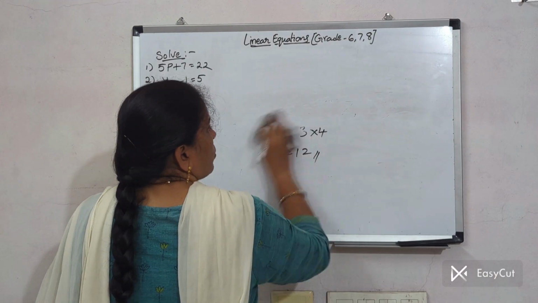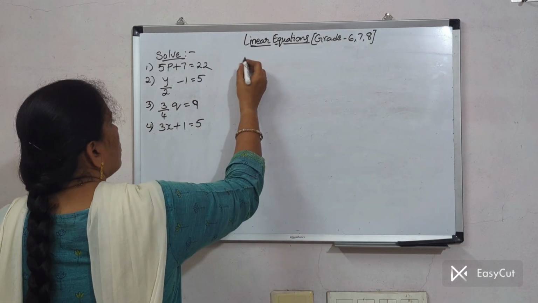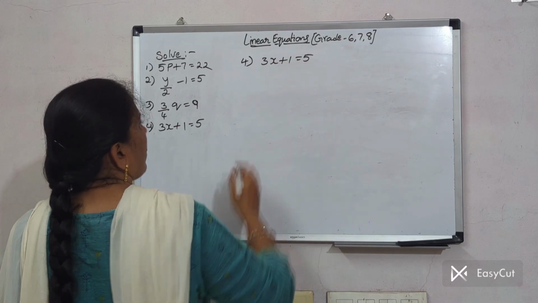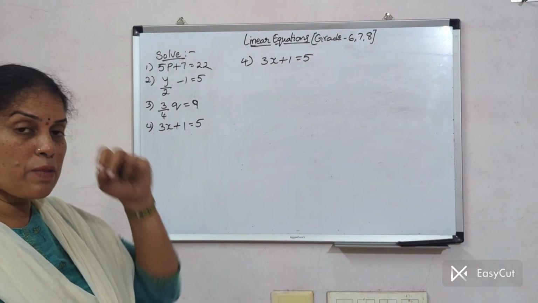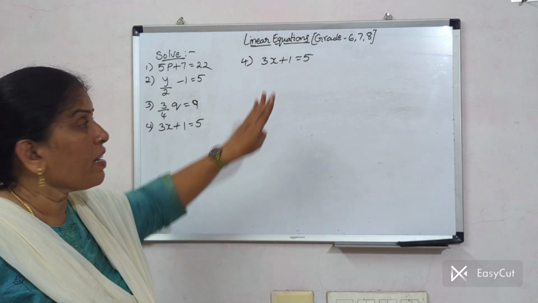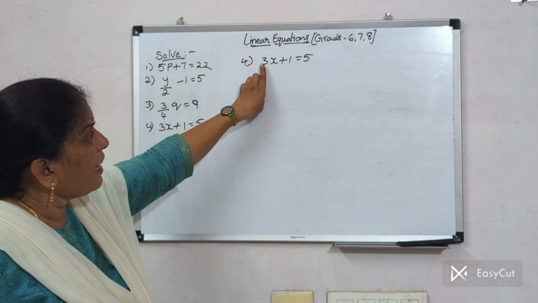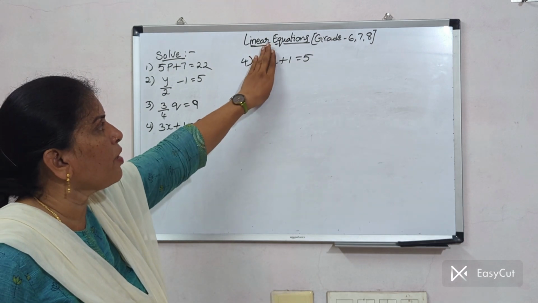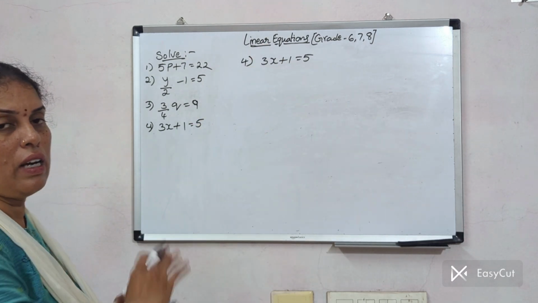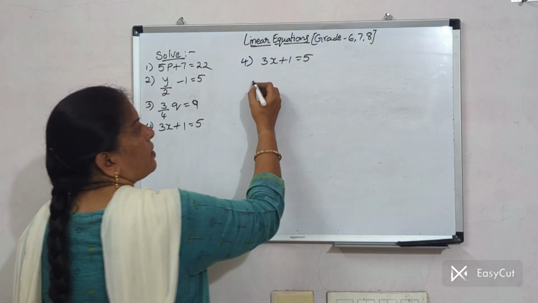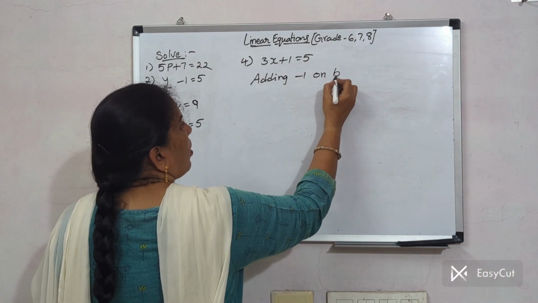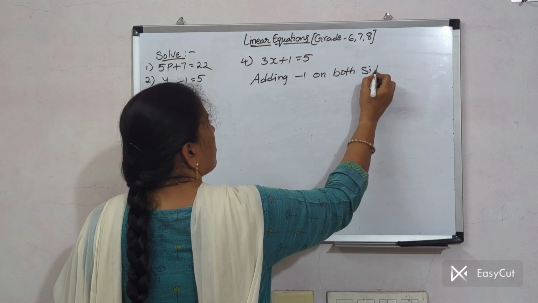What is the next question? Fourth one. 3x plus 1 is equal to 5. See here, children, the variable is here. Later we can remove 3. First we want to remove plus 1. What is the additive inverse of plus 1? Minus 1. Adding minus 1 on both sides.